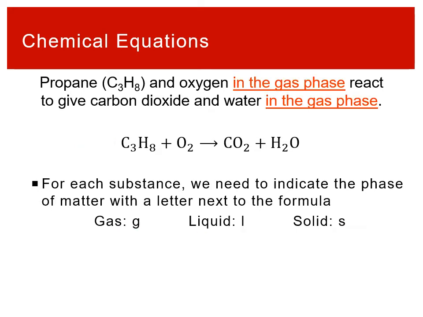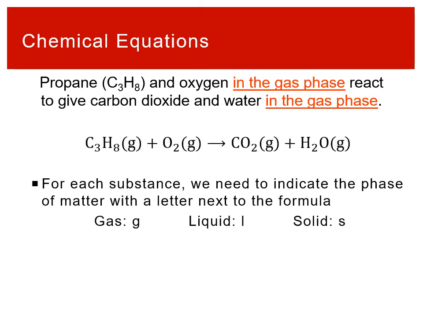For this particular reaction, we are told that everything is in the gas phase, right? Propane and oxygen in the gas phase, carbon dioxide and water in the gas phase. So we just add that g. We said that we use a lowercase g, and so we can see that every single substance gets a g. They're all lowercase g's in parentheses right after the substance. Even though these are all gases, all of these symbols are exactly the same. Each substance needs one because each substance has its own phase that we want to be representing.